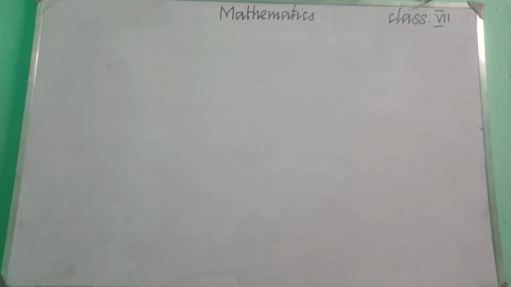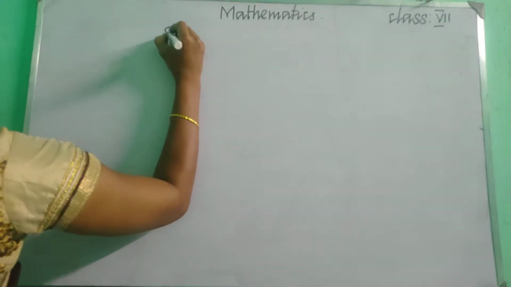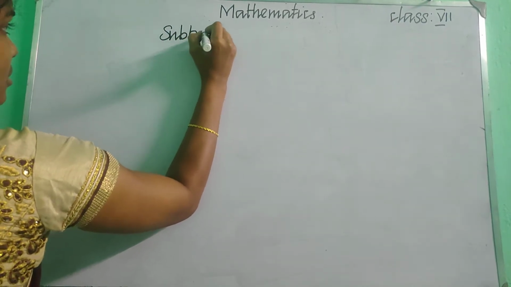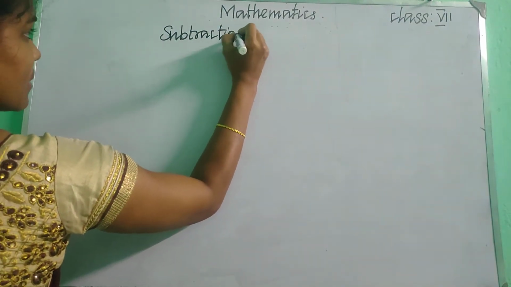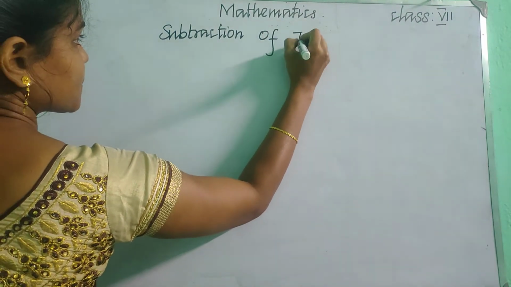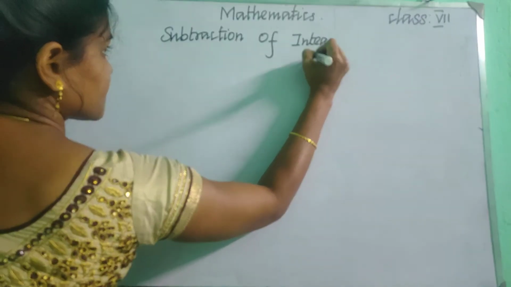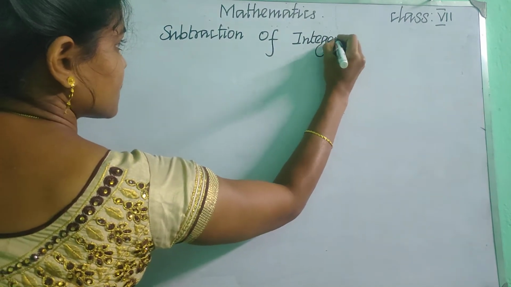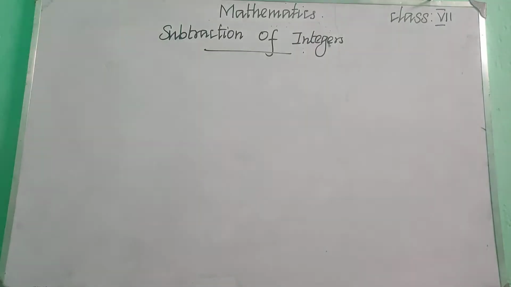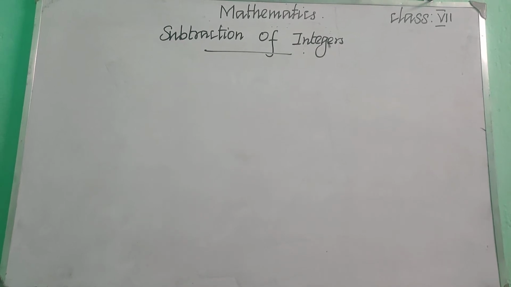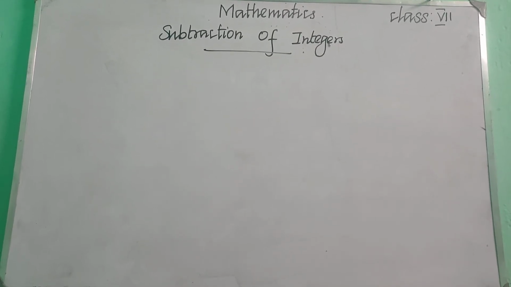So we have completed addition of integers, is it? We have completed exercise 1.1. Today we are going to learn about subtraction of integers, okay? Subtraction of integers is also the same as addition of integers. We can learn very easily by using a number line.